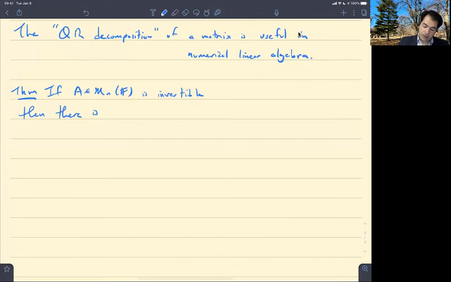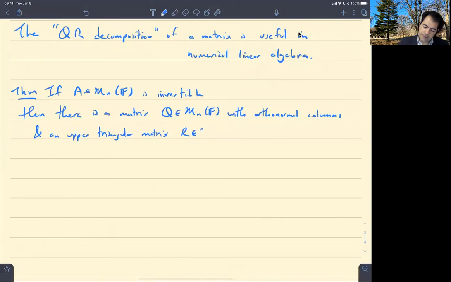Then there is a matrix Q with orthonormal columns and an upper triangular matrix R such that A is equal to Q times R.